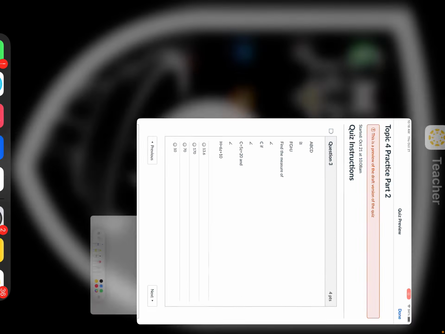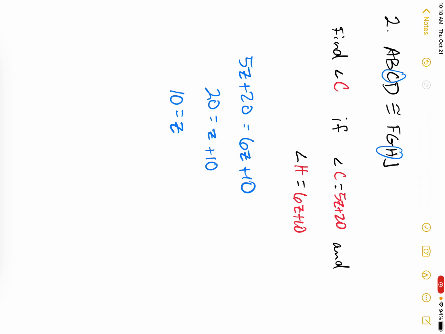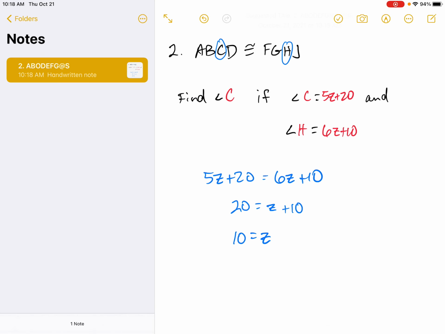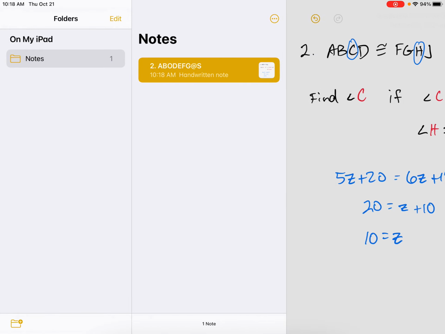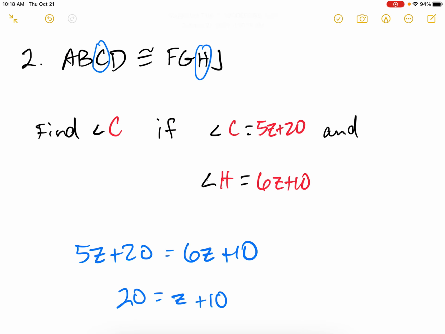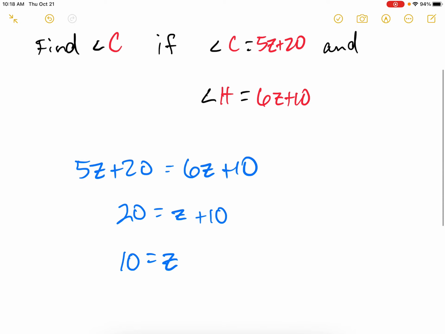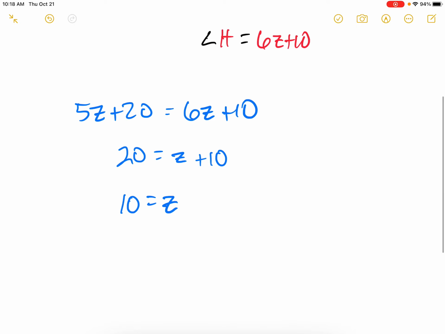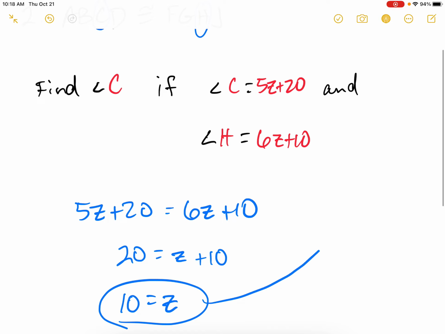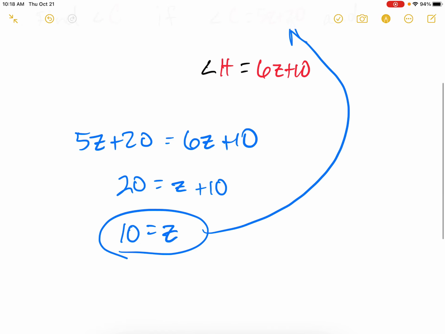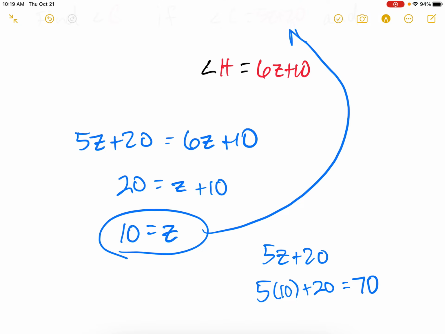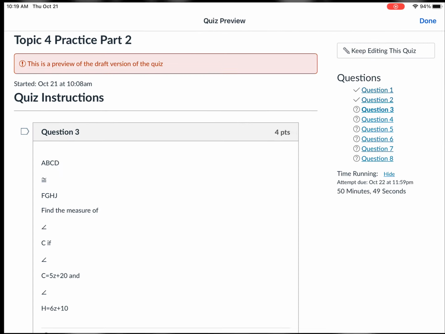Does it matter what z is equal to? No, because the question is asking, find the measure of angle C. So if we're finding the measure of angle C, all we got to do is plug this right here into that expression up here. So 5z plus 20 turns into 5 times 10 plus 20, which is 70. And that's what our answer is going to be.